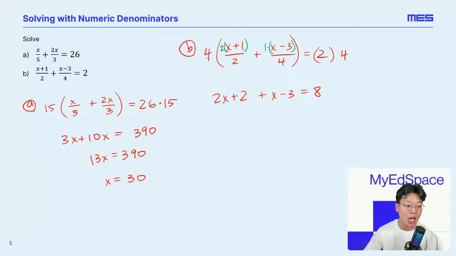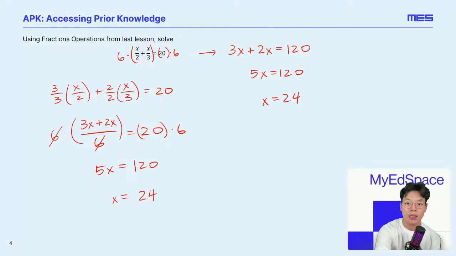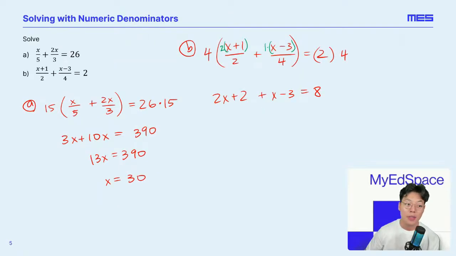4 is the least common multiple of 2 and 4, right? 4 is both divisible by 4 and 2, just like 15 is divisible by both 5 and 3. Here, 3 and 5 didn't have any common factors. That's why we just multiplied them together to get the 15. But in our previous example, 2 and 3 were also prime, so we didn't have to do anything there. We just had to multiply. But 2 and 4 have a common factor of 2. That's how we came up with 4 as our least common multiple.